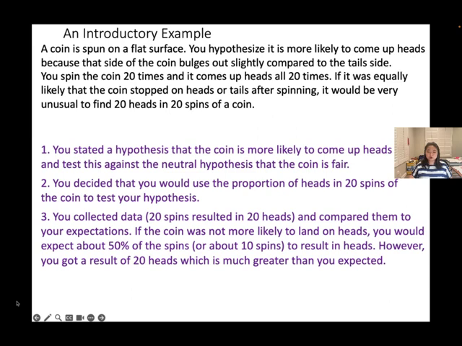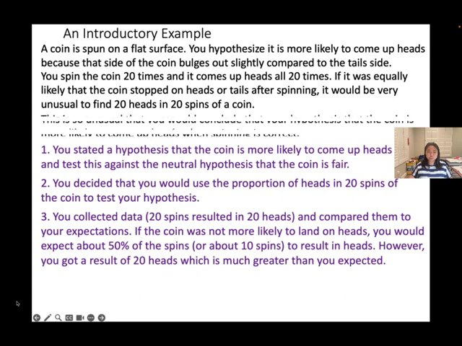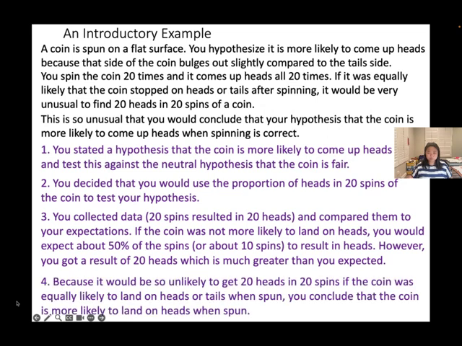After that, we're at number 4, interpret. We're going to state the conclusion. This is so unusual that you would conclude that your hypothesis, that the coin is more likely to come up heads when spinning, is correct. Since it is unlikely to get 20 heads in 20 spins, we conclude that the coin is more likely to land on heads when spun.